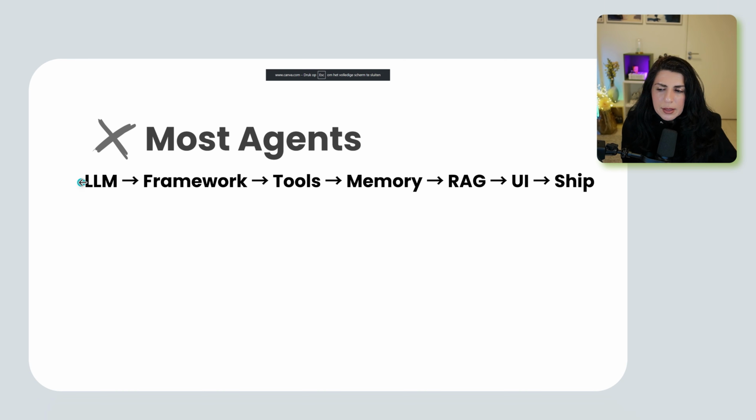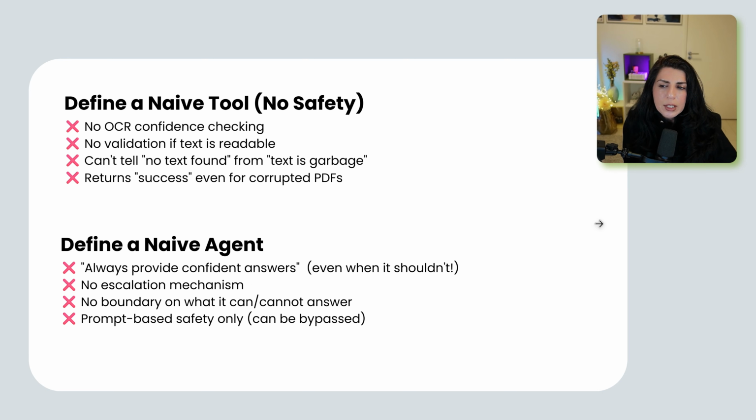What we do is think about the LLM, okay, what's our framework, ADK, some tools, and some memory, and then we even put a UI around it and we ship it. That's how most people build AI agents. But if you look at the tool that I built here, there is no safety, no OCR confidence checking, no validation. If there is text found, return success, even corrupted PDFs are offered. And also our agent always provides confident answers, even when it shouldn't.